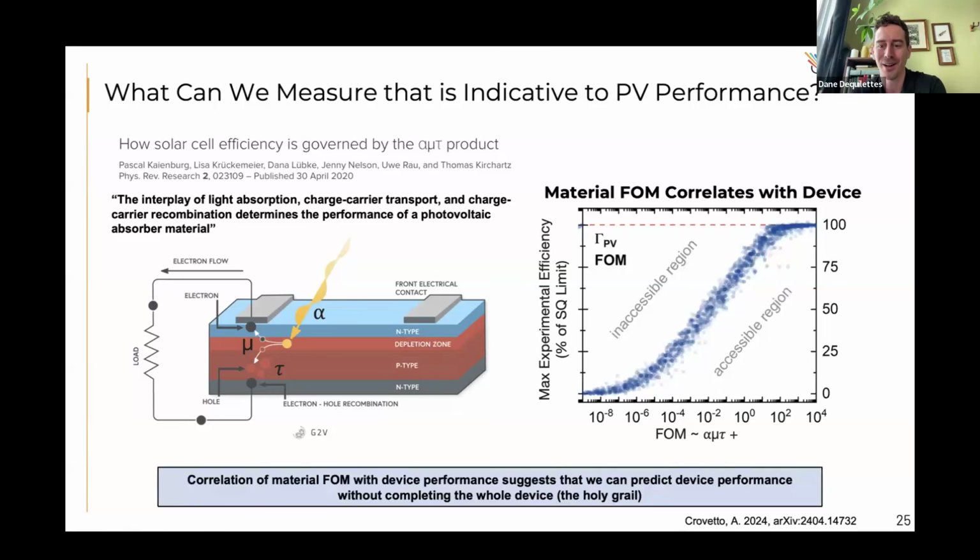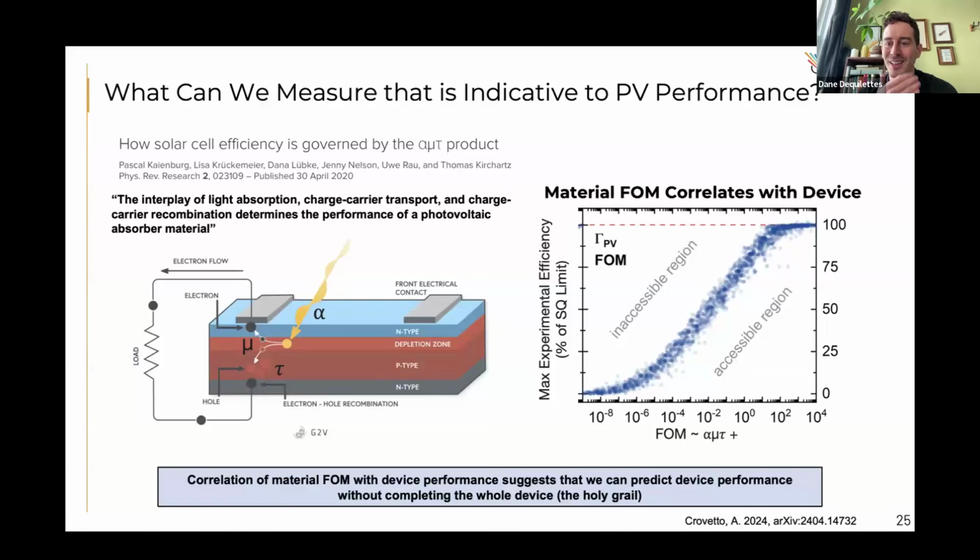Recently, Andrea Corvetto has taken this a step further. I think one of the key questions we have is what material parameters can we measure that relate to ultimate device performance? Starting to develop different types of figures of merit that include the alpha mu tau, but also other parameters. In theory, what you could do is measure or calculate all these, input them into a figure of merit. And if you know the relationship between the figure of merit and the power conversion efficiency, all you have to do is measure these, and then you can get a power conversion efficiency.